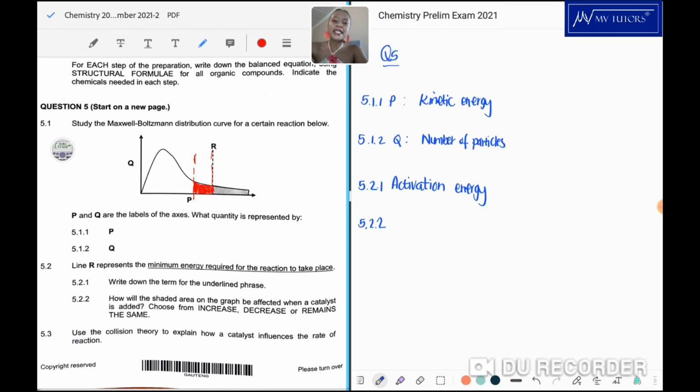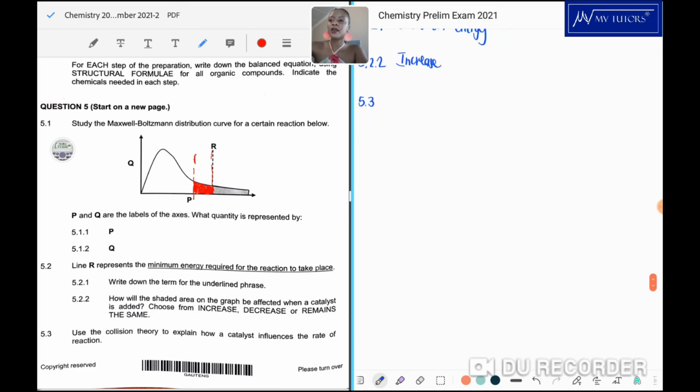Basically, the rate of reaction. If you want to see how the rate of reaction will be affected when you add a catalyst, your activation energy will be decreased. So what would the answer be? The shaded area will definitely increase. Hope that makes sense. And then use the collision theory to explain how a catalyst influences the rate of reaction.